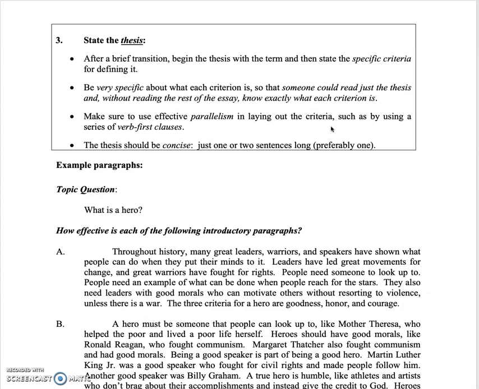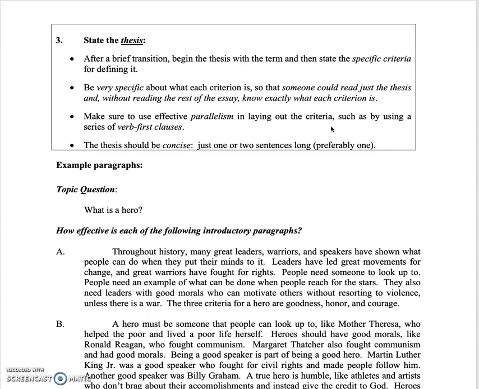So after a brief transition, we want to begin the thesis, at least early on in the thesis, with the term that you're defining, and then state the specific criteria for defining it. And in a definition essay, nothing is more important than the criteria, because that's how you define the term. So in your pre-writing, that's what you need to come up with. You need to know what the 2, 3, 4 criteria are that you're going to use to define this term, and you're going to put those in the thesis.